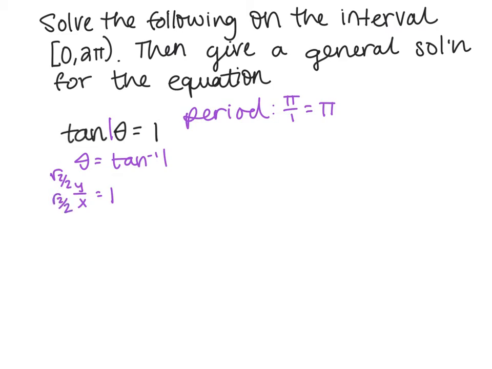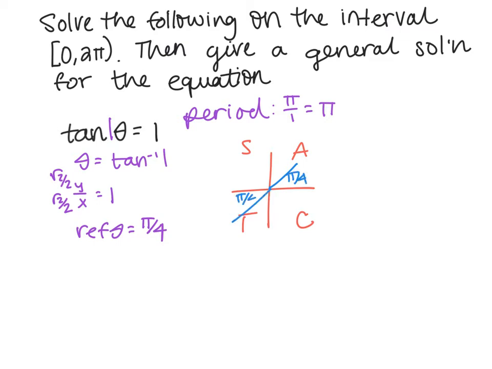So we know our theta, our reference angle, is equal to pi over 4. Now if we look at our unit circle, we have all students take calculus. We are dealing with a positive 1 here. So tangent is positive in the first quadrant, so we need that pi over 4 angle. And the third quadrant, so we need that other pi over 4 angle. So our first answer to this equation is just pi over 4.